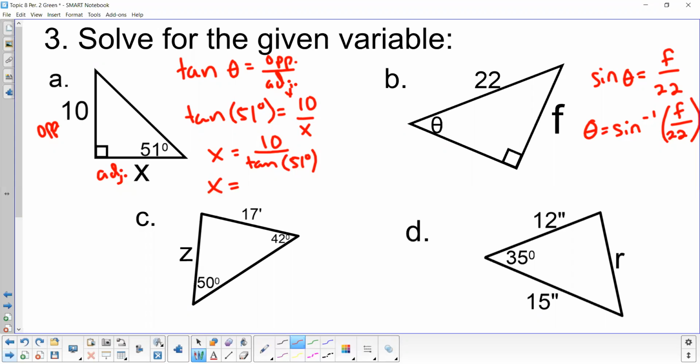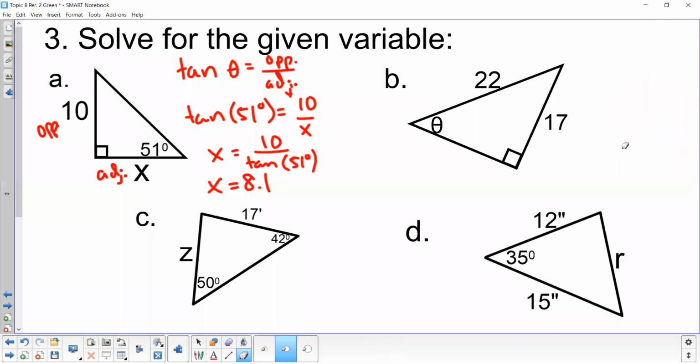8.1. 8.1. Nice. Heck yeah, okay. In this next one, I forgot to actually give you guys a measurement. Hold on. We'll get back to B because you can't do B without knowing another number. So, why don't you guys work on B real quickly.